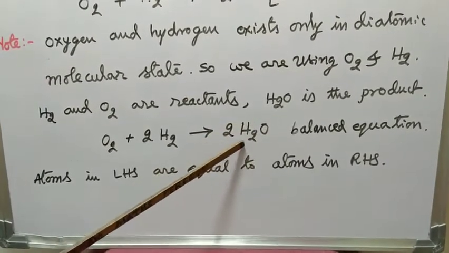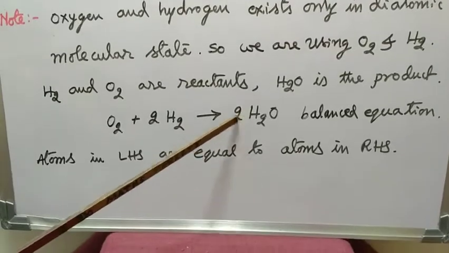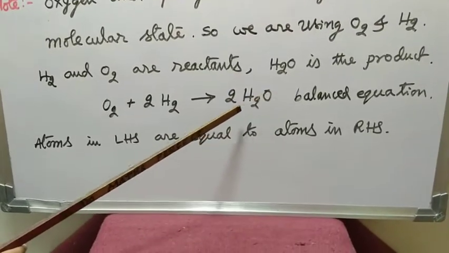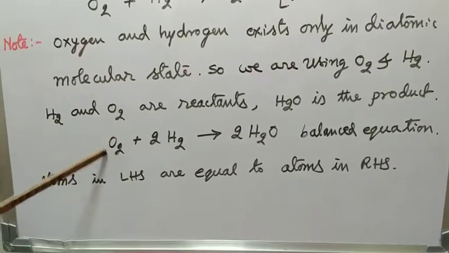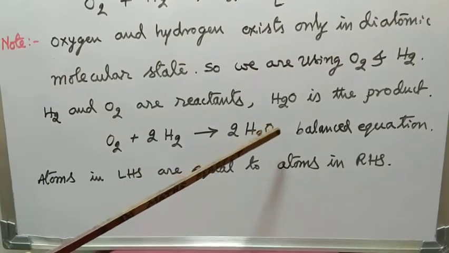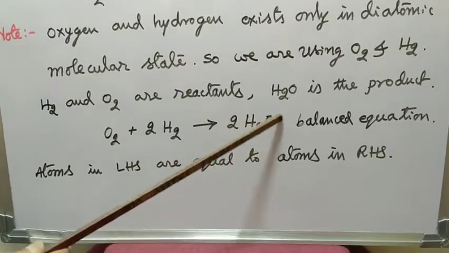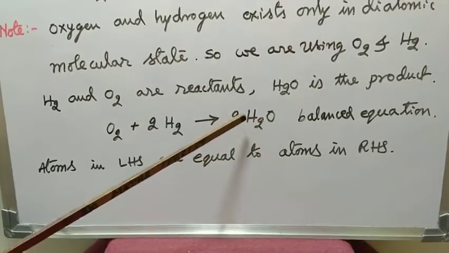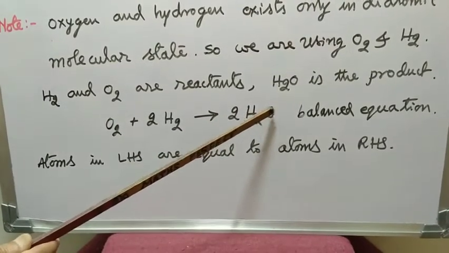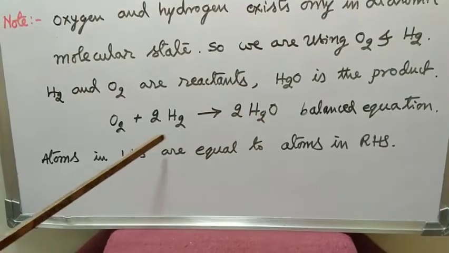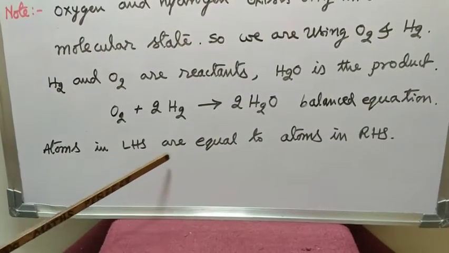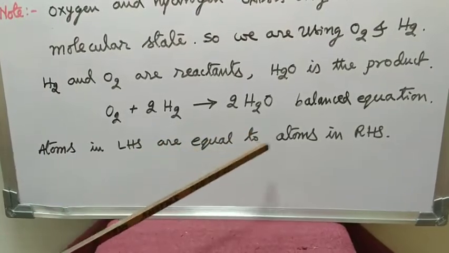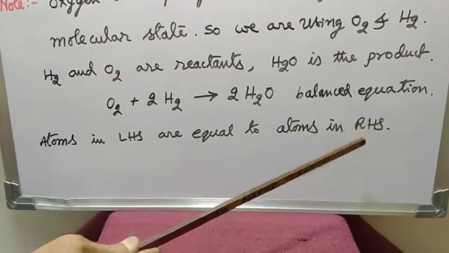How many molecules are there? 2 molecules are there. Therefore, in one molecule there is 1 oxygen atom, in 2 molecules, 2 oxygen atoms. Here also 2 oxygen atoms. So these 2 molecules of water mean 2 oxygen atoms. Therefore, it is a balanced equation. Atoms on the left hand side are equal to the atoms on the right hand side.